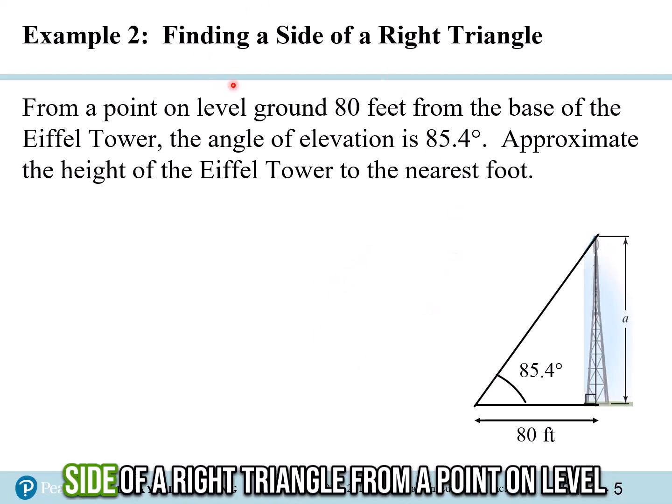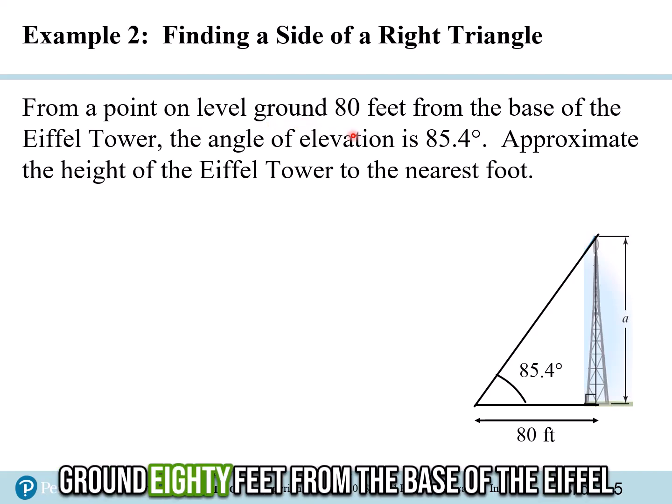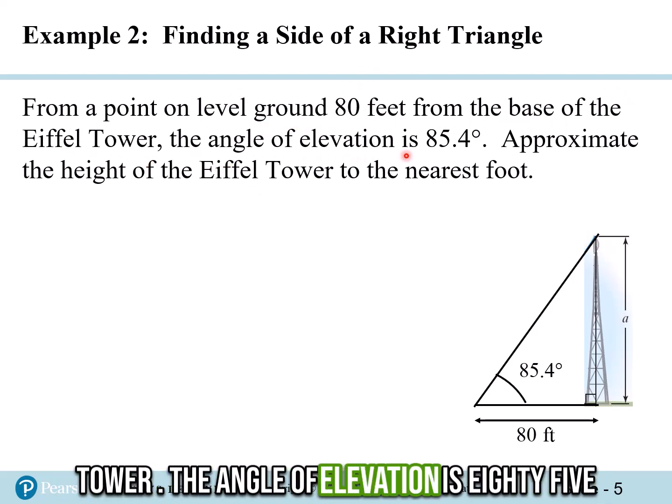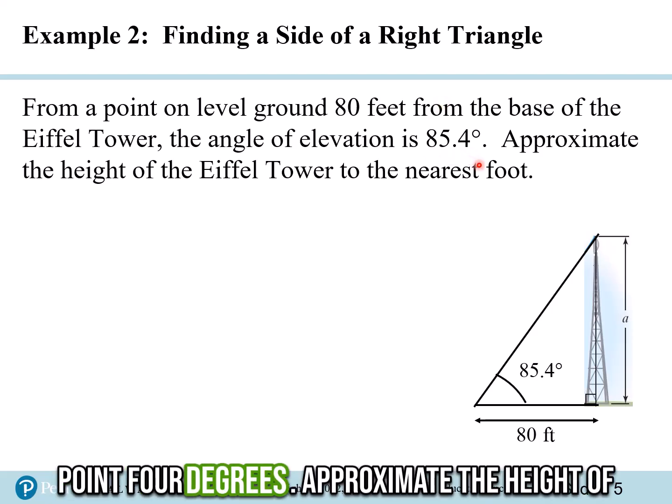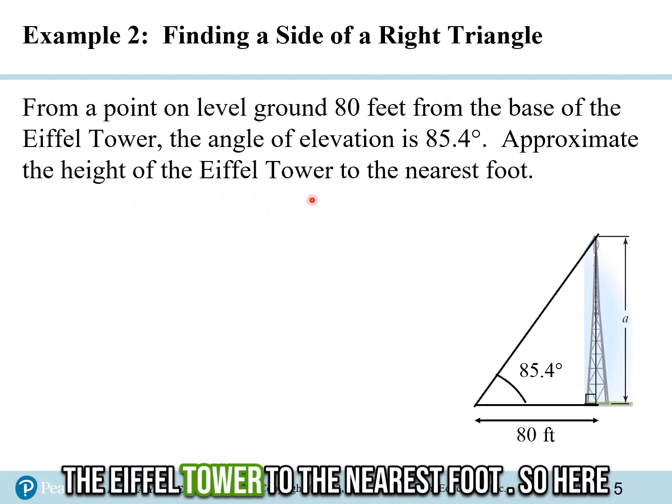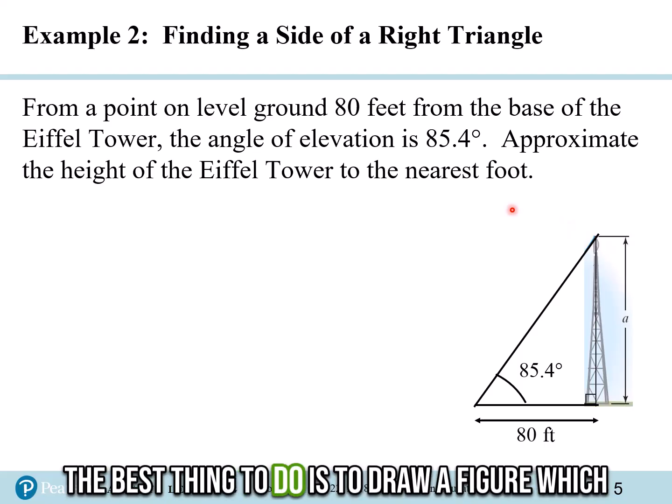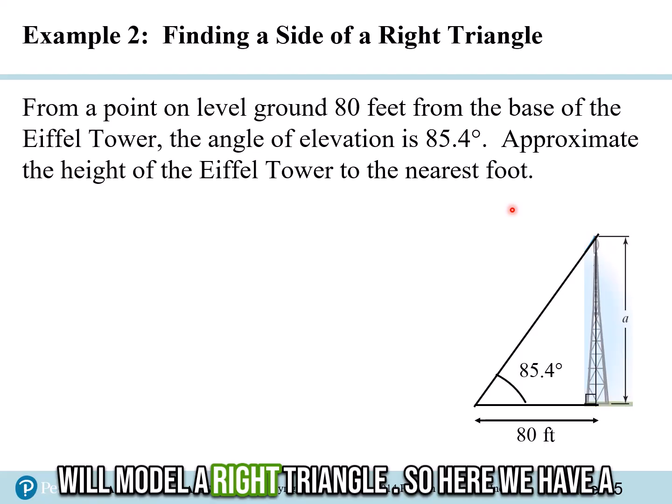It says, finding a side of a right triangle: from a point on level ground 80 feet from the base of the Eiffel Tower, the angle of elevation is 85.4 degrees. Approximate the height of the Eiffel Tower to the nearest foot. So here, the best thing to do is to draw a figure which will model a right triangle.